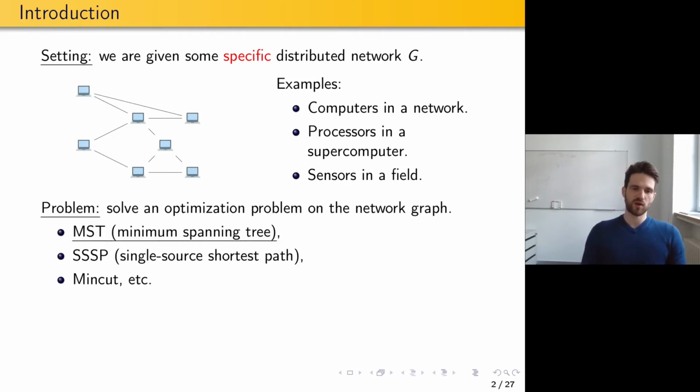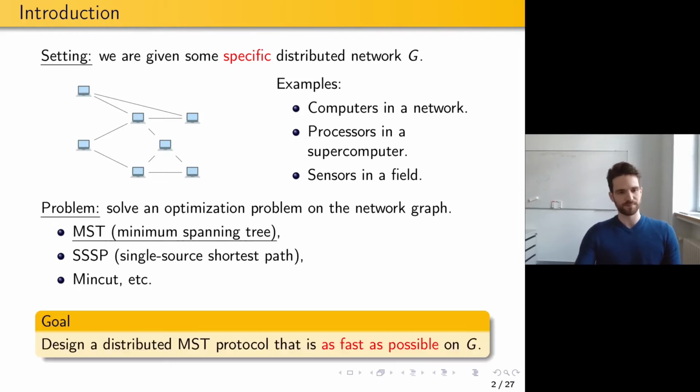Now, these nodes in the network want to solve some optimization problem on the network graph. For instance, you might want to be solving the minimum spanning tree or the MST problem, the single source shortest path, the min cut, or some other distributed optimization problem that comes to mind. During this talk, we will mostly focus on the minimum spanning tree problem, as it is a simple problem that is pretty typical in the setting.